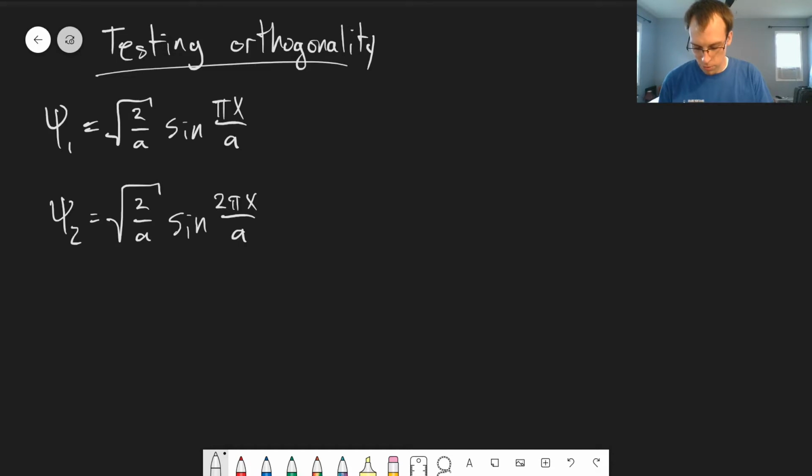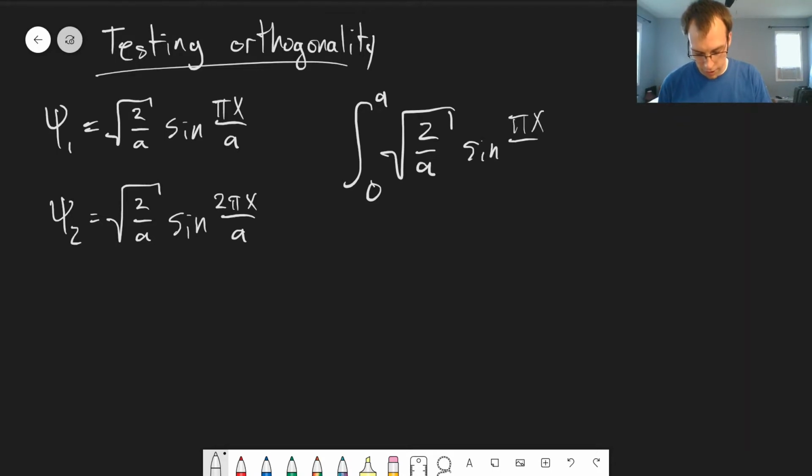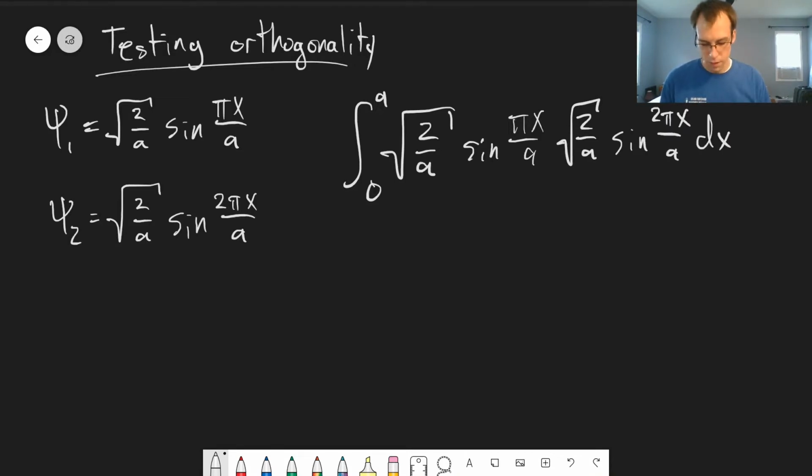If we want to show that these two are orthogonal, we want to show that if we take the integral from 0 to a, and that's all the space we care about for particle in a box, of the complex conjugate of one of these, and it doesn't really matter what order we go in, so we'll put psi1 first, sine pi x over a. Because this is a real function, the complex conjugate part doesn't matter. Then we take the same square root of 2 over a and sine 2 pi x over a dx. What we want to show is that this is equal to 0 if these are indeed orthogonal, which is what we will get.